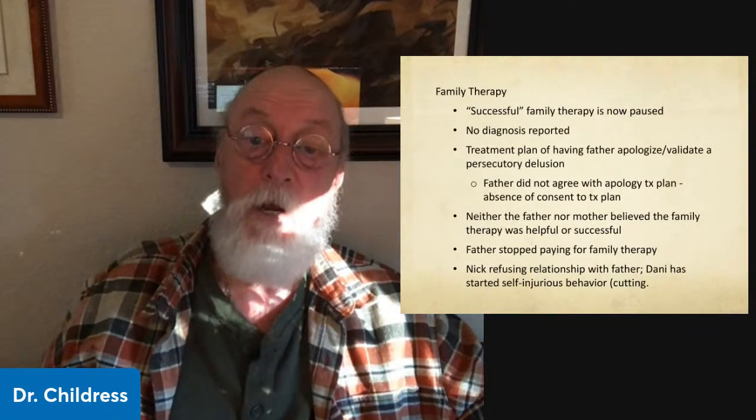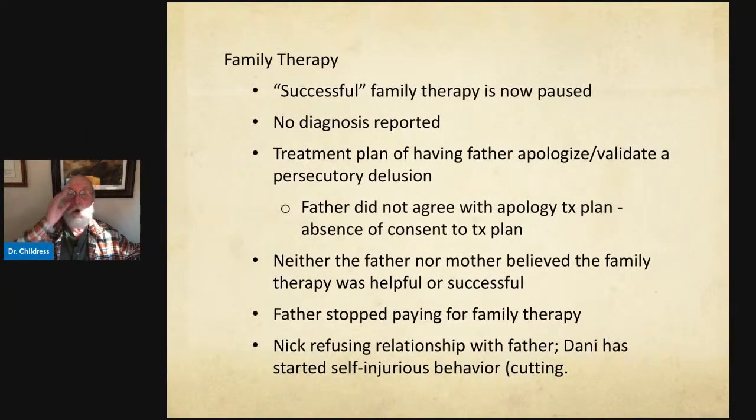In addition, the family therapy, they said it was successful and is now paused. There is no diagnosis reported for the family therapy. The treatment plan of having the father apologize and validate a persecutory delusion, it does not seem based on a treatment plan or any form of known psychotherapy. The father did not agree with the apology treatment plan being proposed, so you had the absence of consent to the treatment plan. Neither the father nor the mother believed the family therapy was helpful or successful, even though it's represented as being successful. And the father stopped paying for the family therapy because he did not agree with the treatment plan and did not think it was effective.